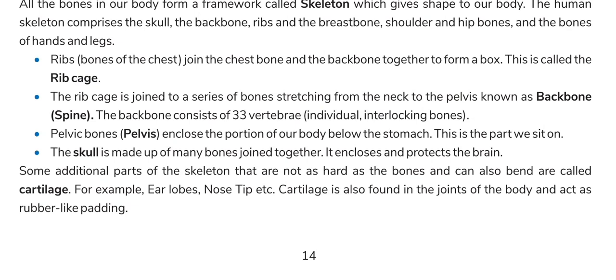The skull is made up of many bones joined together. It encloses and protects the brain. Some additional parts of the skeleton that are not as hard as the bones and can also bend are called cartilage, for example, earlobes, nose tip, etc. Cartilage is also found in the joints of the body and acts as rubber-like padding.